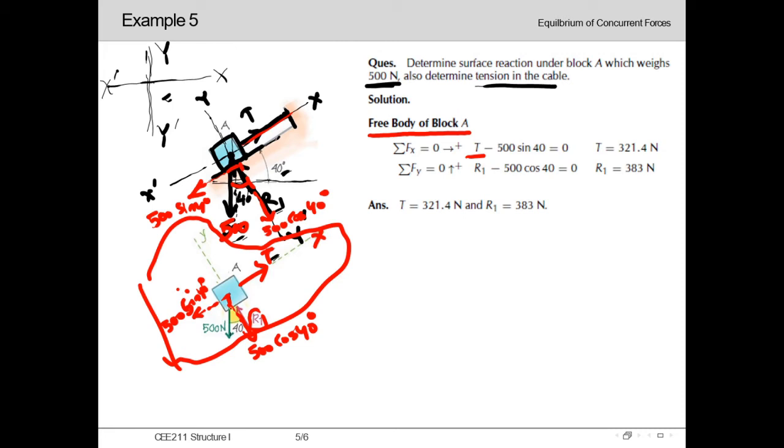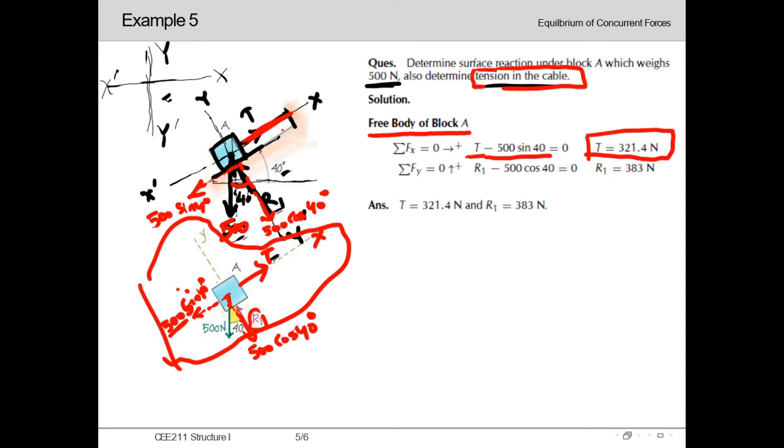And then as the x directional force, we will be getting also 500 sin 40, which is also coinciding with the x-axis, but this time this is acting in negative direction, so it will be minus 500 sin 40. So from here we will get the value of T as 321.4 Newton, which is actually the value of tension in this tension cable through which the body has been attached.